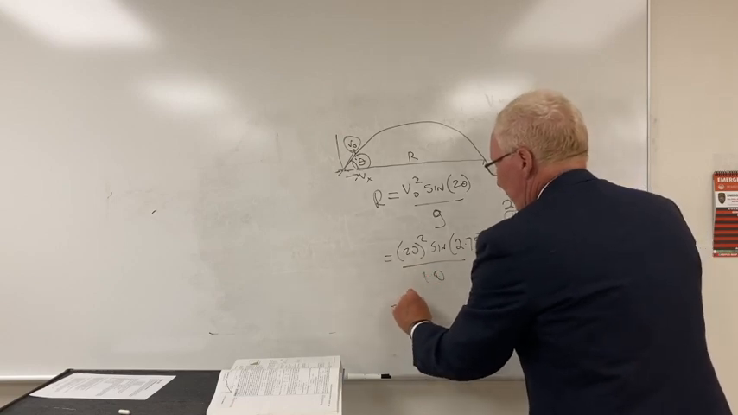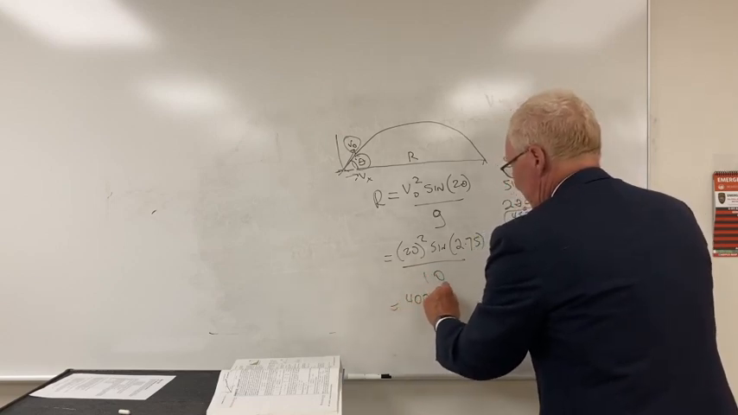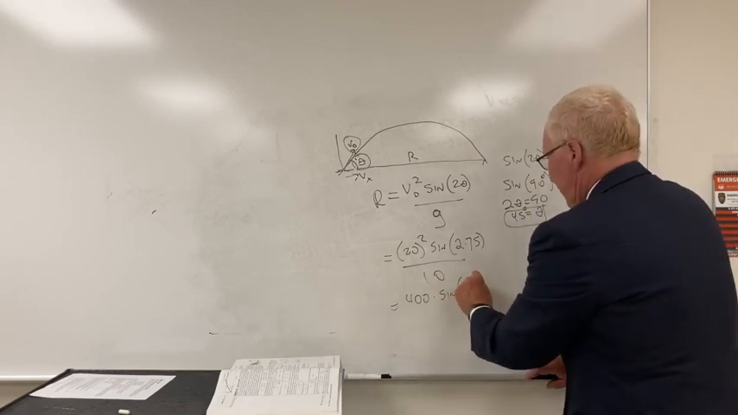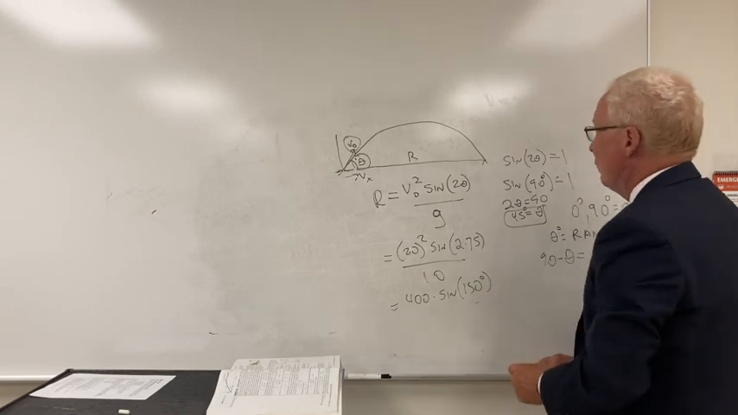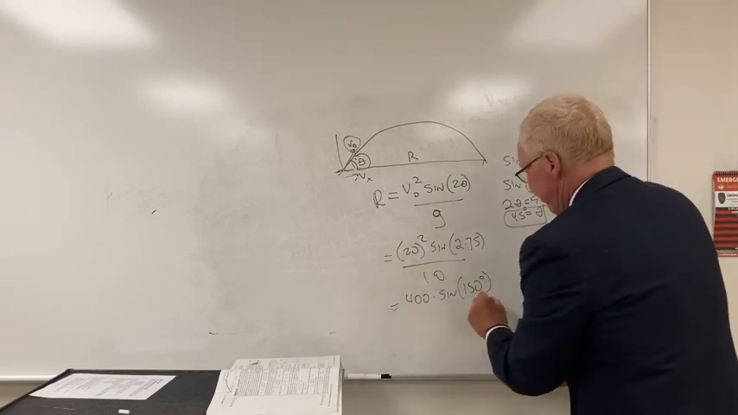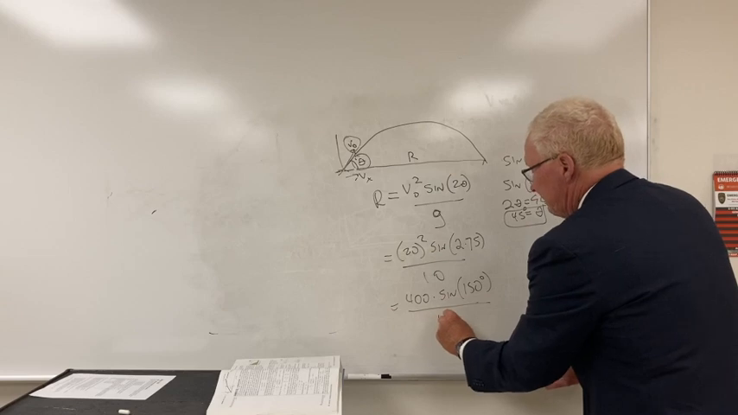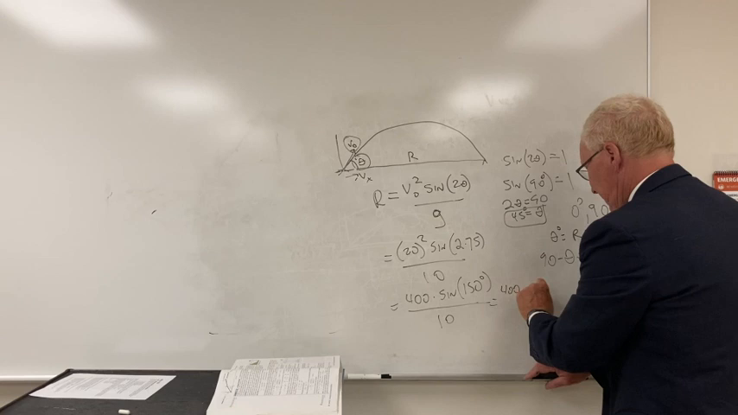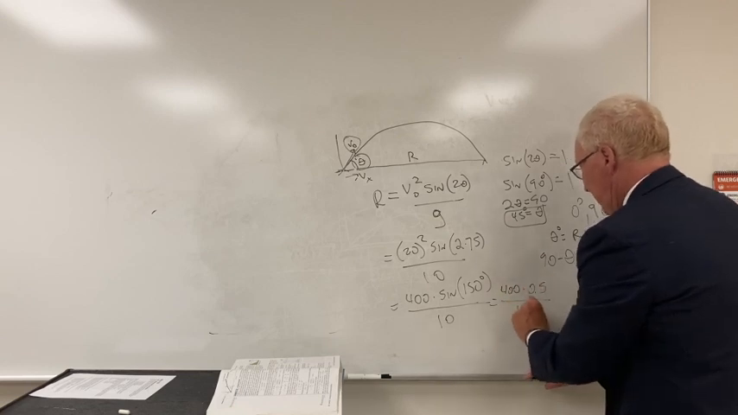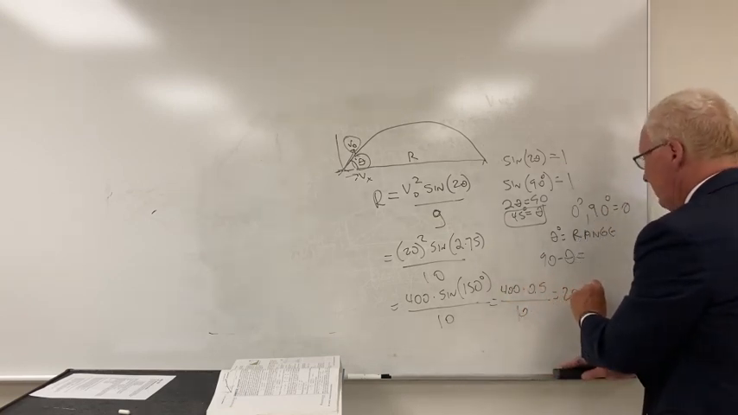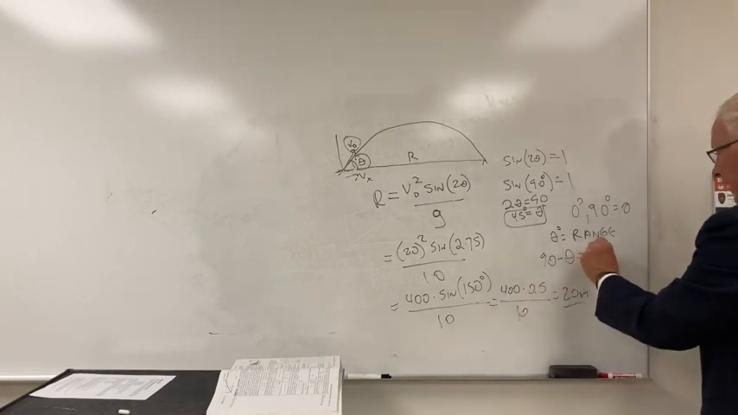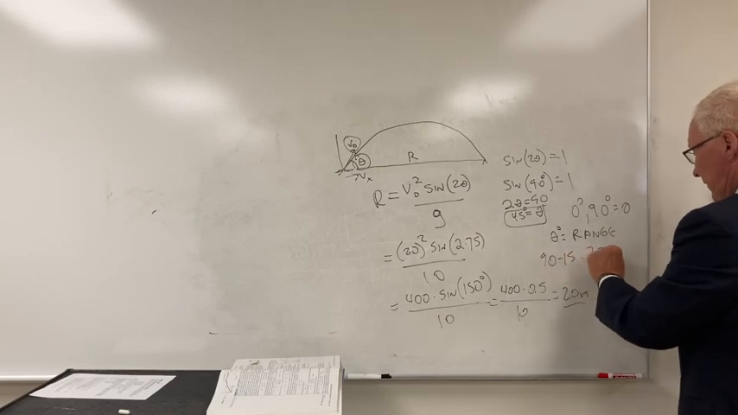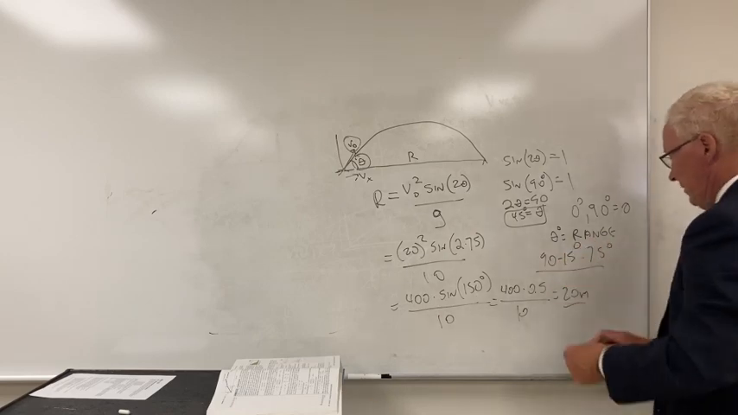So that'd be 400 times the sine of 150 degrees, which is 0.5, so that's 400 times 0.5, which would be equal to 20 meters. So sine 90 minus 15, 75 degrees, it goes the same distance.